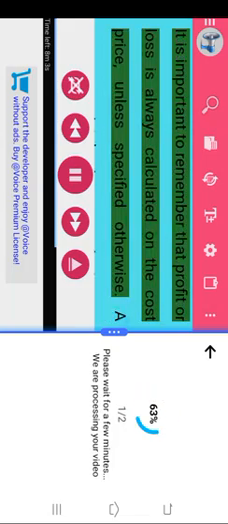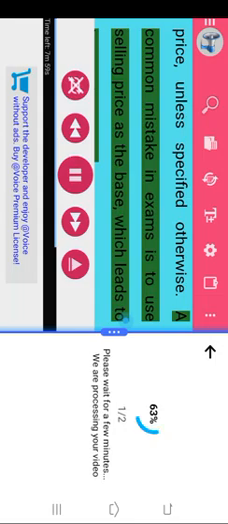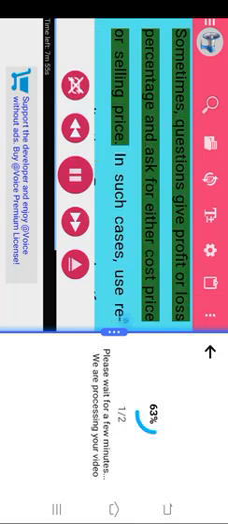It is important to remember that profit or loss is always calculated on the cost price, unless specified otherwise. A common mistake in exams is to use selling price as the base, which leads to incorrect answers. Sometimes, questions give profit or loss percentage and ask for either cost price or selling price. In such cases, use reverse application.